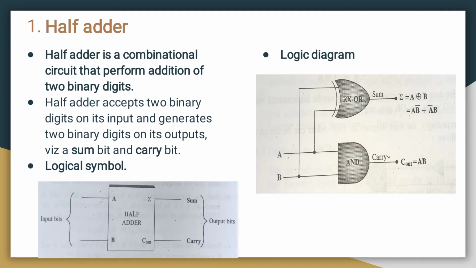The next one is the first example of the combinational circuit, half adder. Half adder is a combinational circuit that performs addition of 2 binary digits. So here you give 2 inputs and we take the addition of those 2 inputs. Half adder accepts the 2 binary digits on its input and generates 2 binary digits on its output. So one is the sum and one more is the carry.